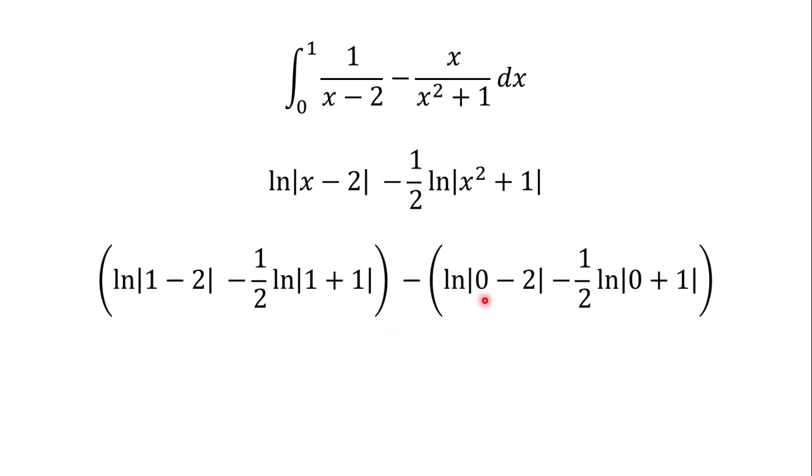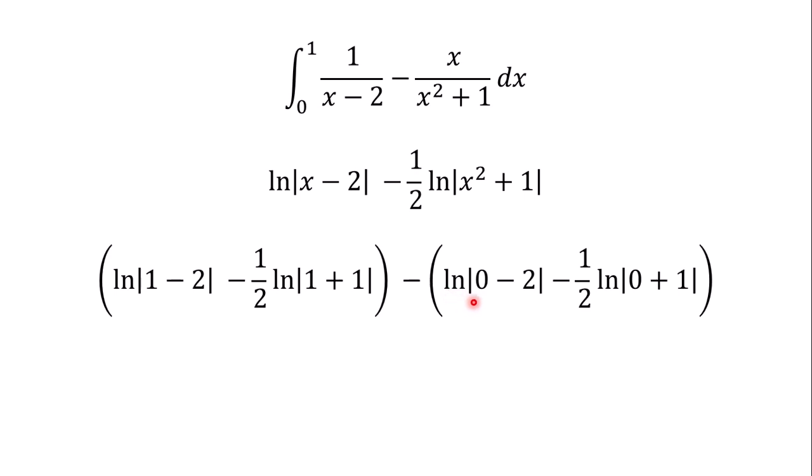And then when you come here, natural log absolute value of 0 minus 2 gives us minus 2. Now, natural log absolute value of minus 2, when you work it out on your calculator, you are going to get natural log of 2. This minus this will give you minus 2.